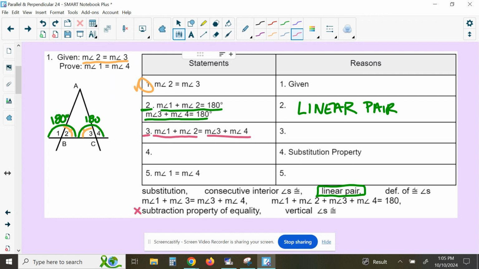So vertical angles. Do you think 1 plus 2 and 3 plus 4 have anything to do with vertical angles? There's no across from the X. So we know vertical angles is off the table, right?